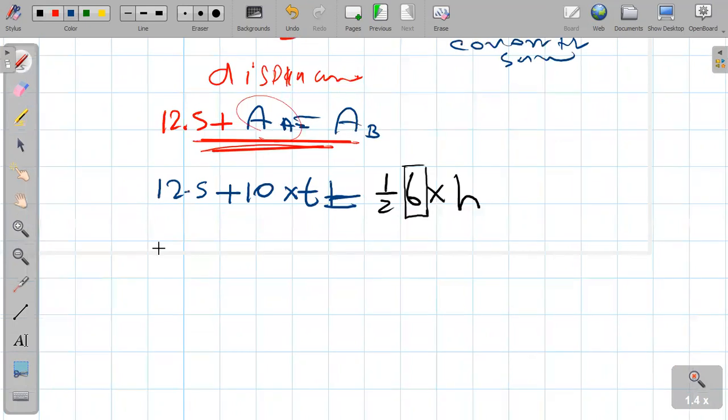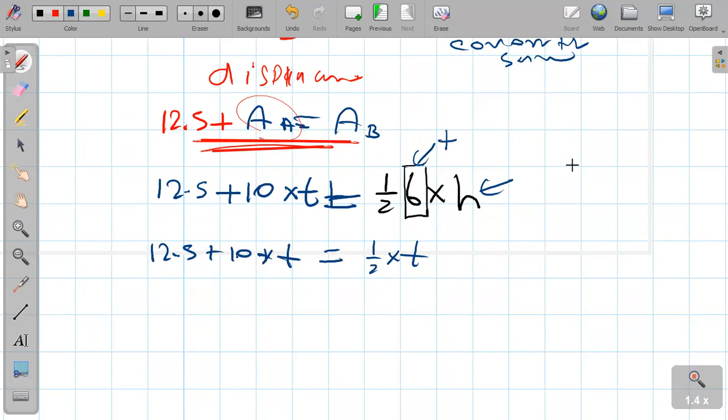Now apply the values. Again 12.5 plus 10 times t equals half into base, which is time. But what is height? Base is time. Yes. What is height? How to find out height?